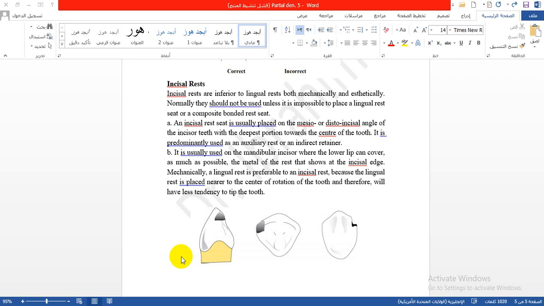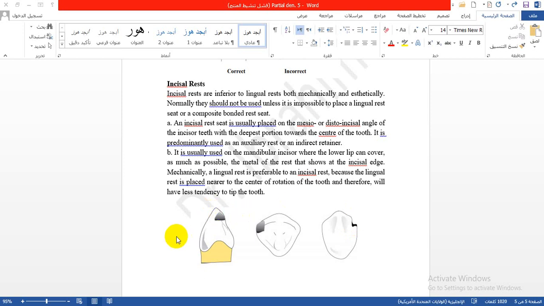It is usually used on the mandibular incisor where the lower lip can cover as much as possible the metal of the rest that shows at the incisal edge. يعني أكثر شيء يستخدم قلنا باللور incisor، خصوصا إذا كانت عندي long lip حتى تغطي المتال مال الريست حتى يعني for the aesthetic.